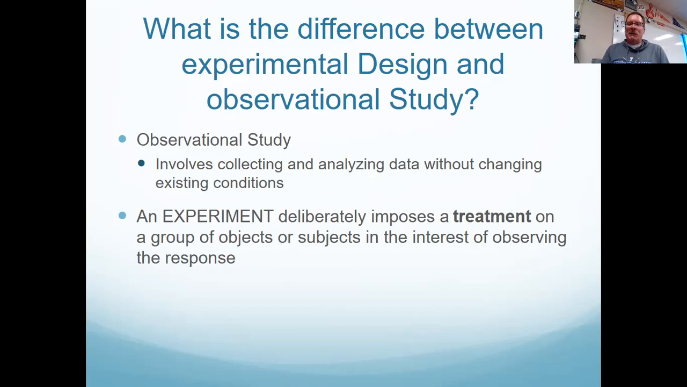Quick question, what's the difference between an experimental design and an observational study? An observational study just involves collecting and analyzing data without changing existing conditions. In AP Bio, your home range activity is kind of like that. An experiment deliberately imposes a treatment, a change, on a group of objects or subjects in the interest of observing the response.